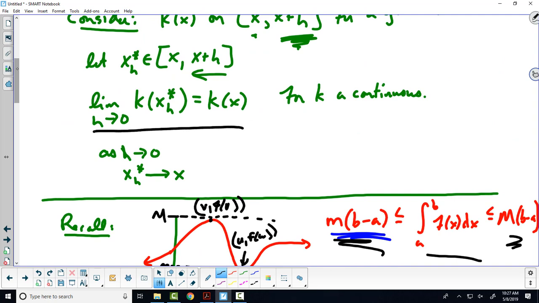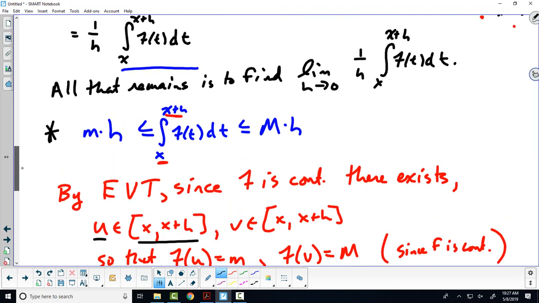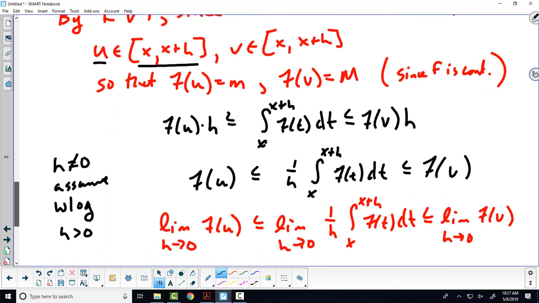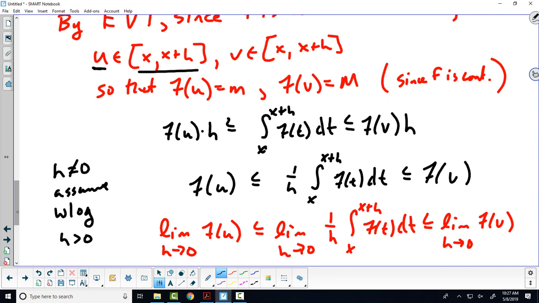So as I said, don't forget, we're going to keep this idea. Here it is. That's what's showing up right there. I've got a number u trapped inside this interval. The interval is collapsing down to just the point x. So if I take f of u, when I look at the limit as h goes to 0, it becomes just f of x.